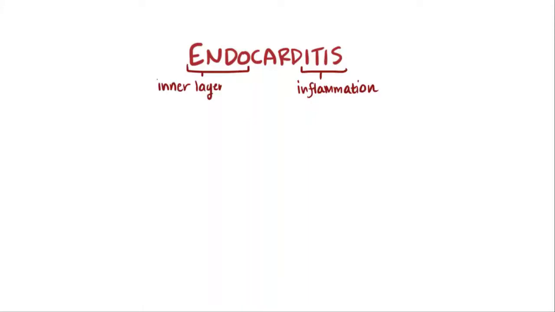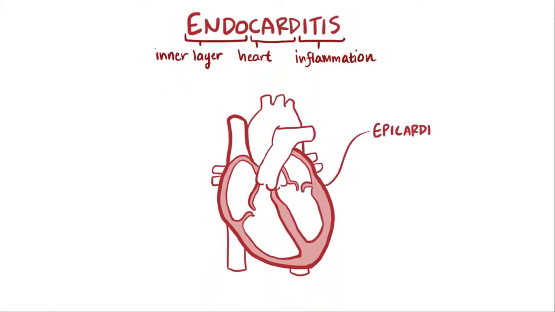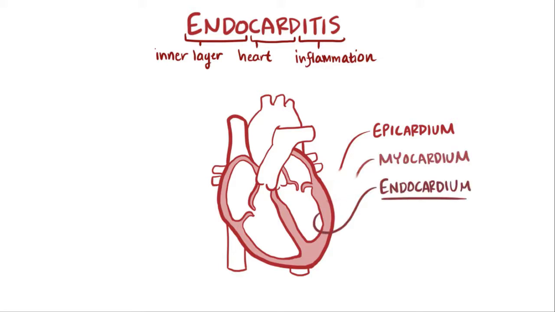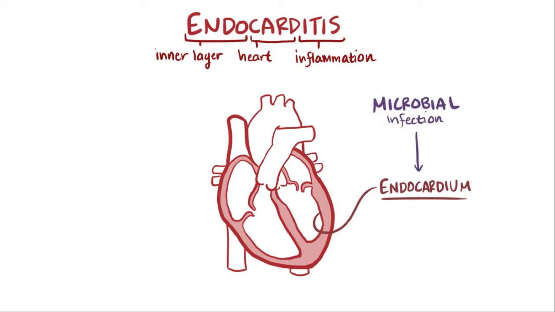This means inflammation of the inner layer of the heart. The heart's wall is made up of 3 layers, the epicardium being the outermost layer, then the myocardium, and then the endocardium, which is the layer that gets inflamed. It turns out that most cases of endocarditis are due to a microbial infection of the endocardium.